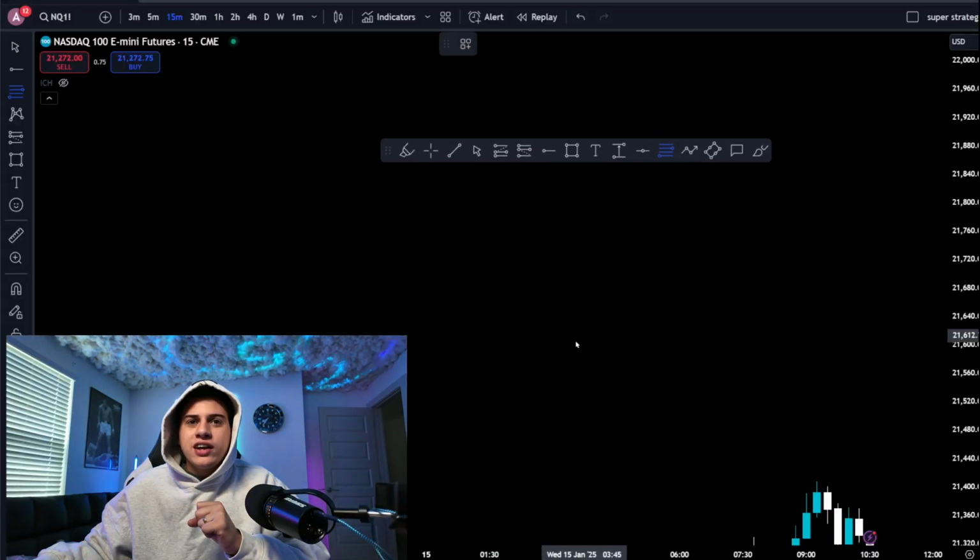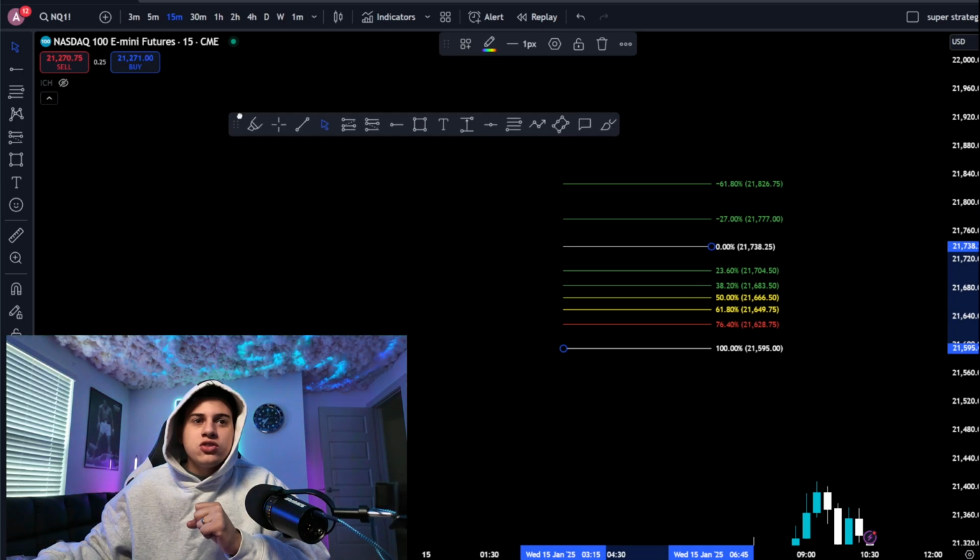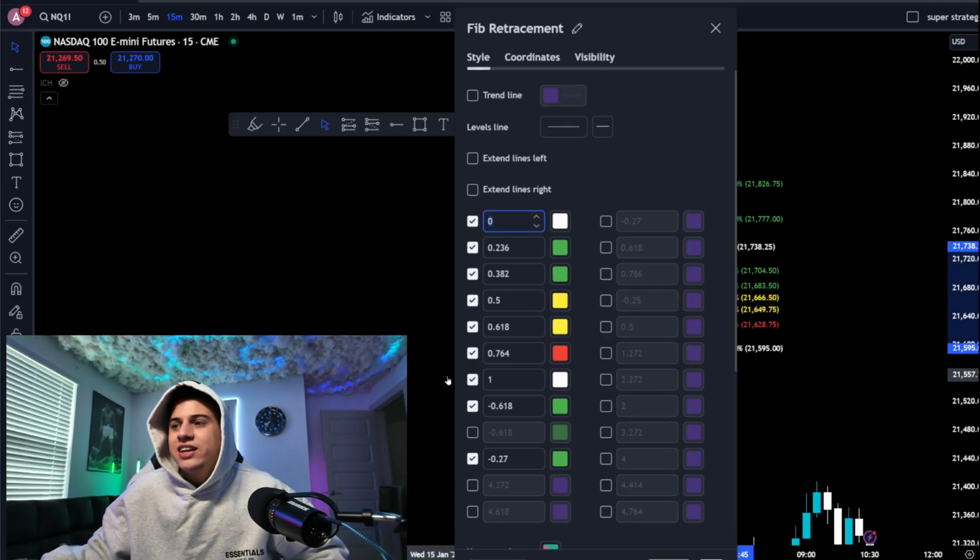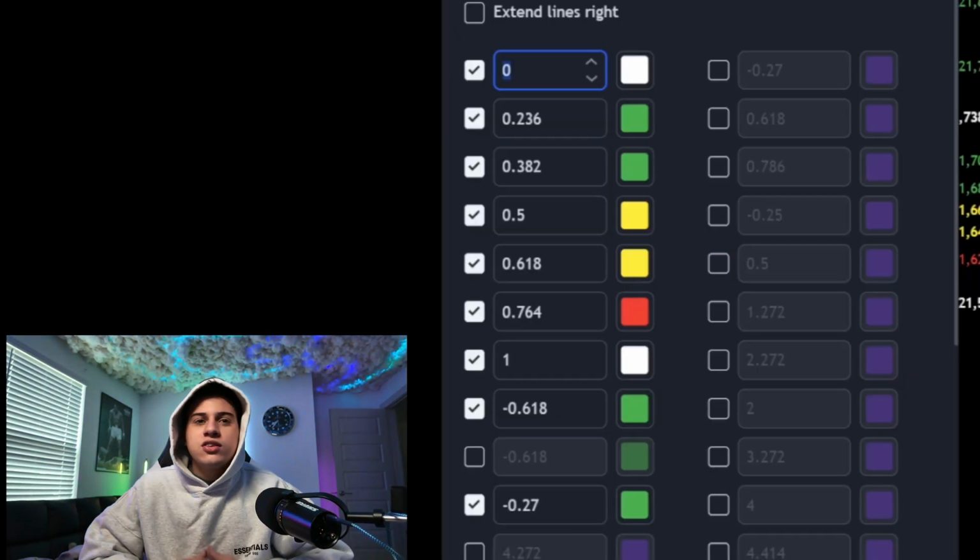Now you're going to go ahead and click this and you're going to stretch it out. Once you stretch it out, you're going to want to double click it. You're going to want to make sure that your settings are exactly like this. So screenshot it so you guys can do this a little bit later in the video.